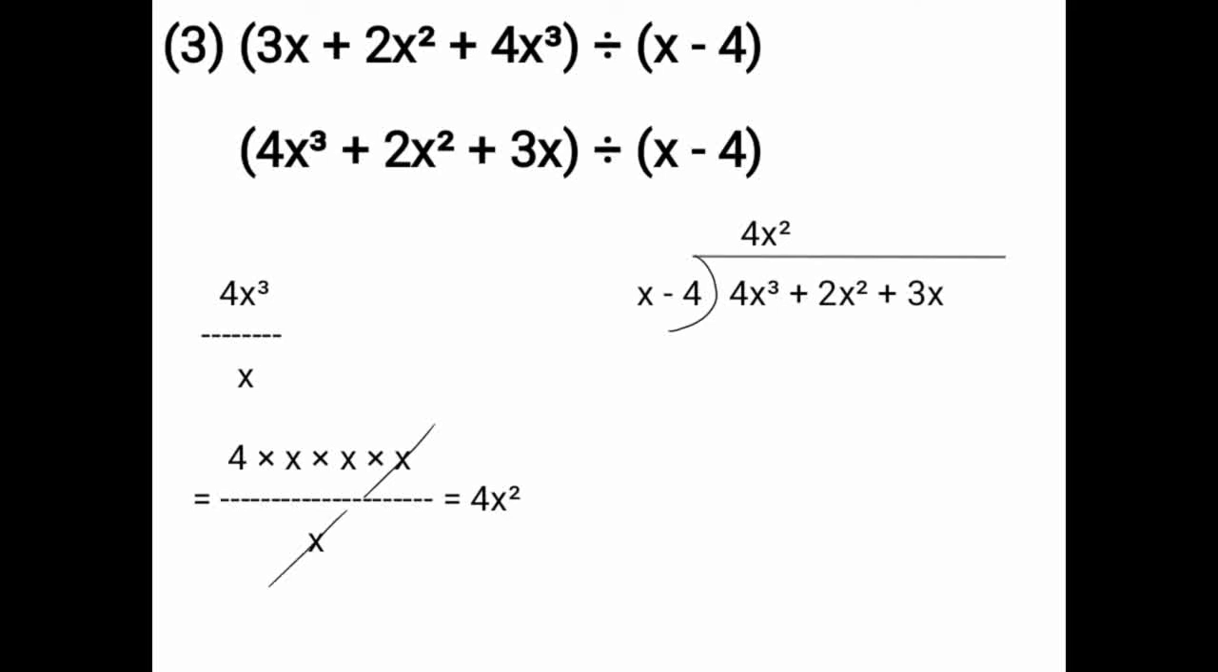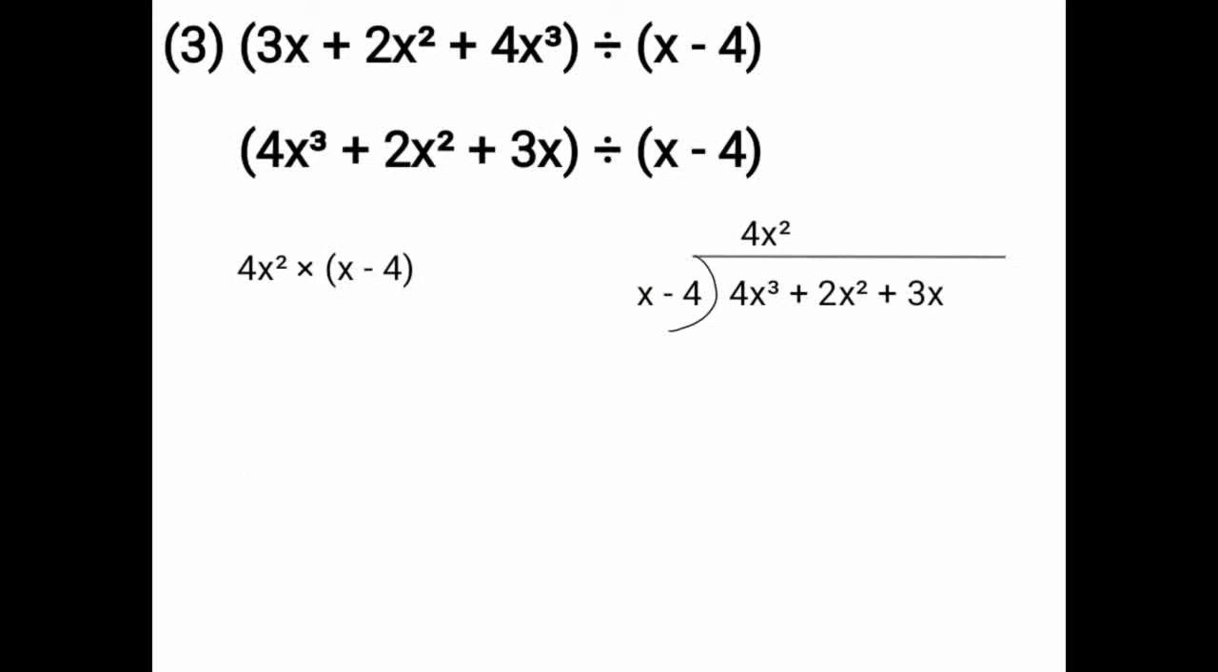Now you have to multiply 4x square into x minus 4. Use the formula of a into b plus c. 4x square into x is 4x cube. Then here which sign is there? Minus. 4 4s are 16. 4x square into 4 means 16x square. So now you have to arrange here vertically 4x cube minus 16x square. That is plus 4x cube minus 16x square.